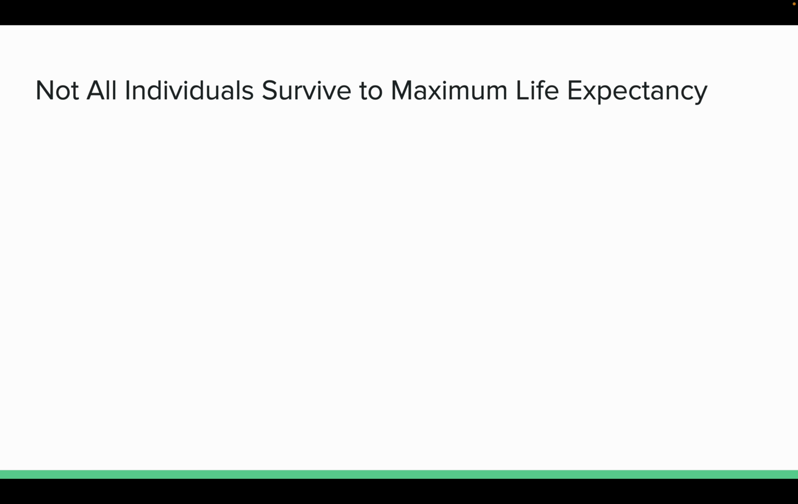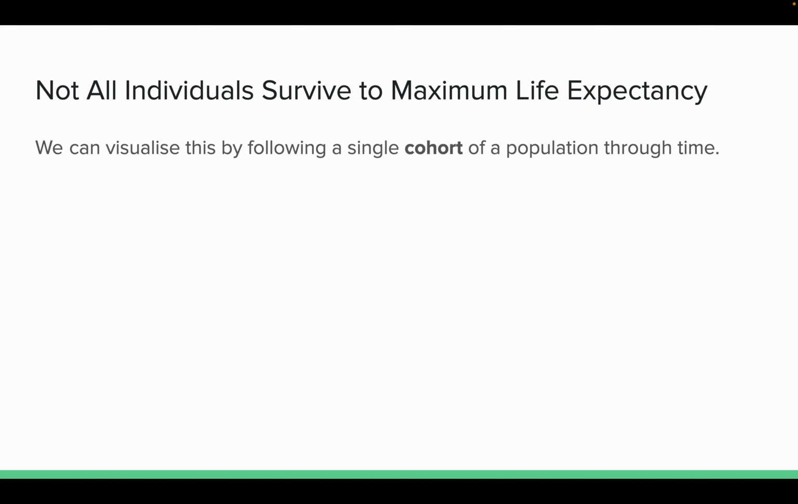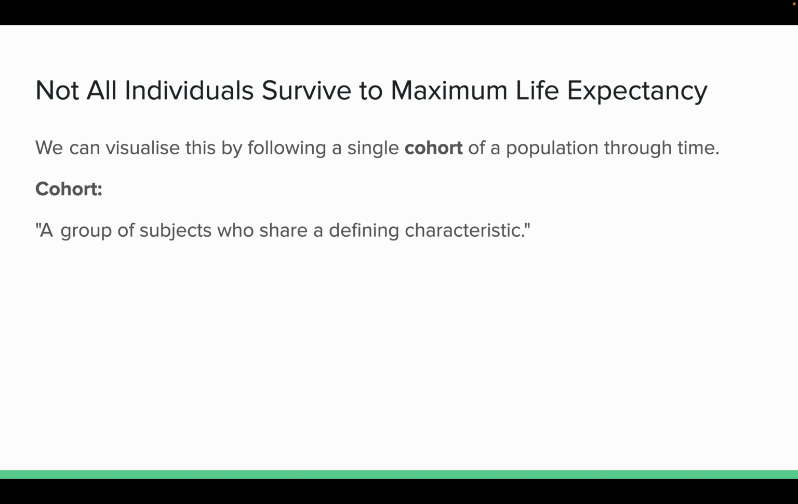So, essentially, not all individuals survive to maximum life expectancy. We can visualize this by following a single cohort of a population through time. And if you're not 100% confident in what a cohort means, essentially the definition of a cohort is a group of subjects who share a defining characteristic. And in this case, that defining characteristic is going to be their timing of birth.